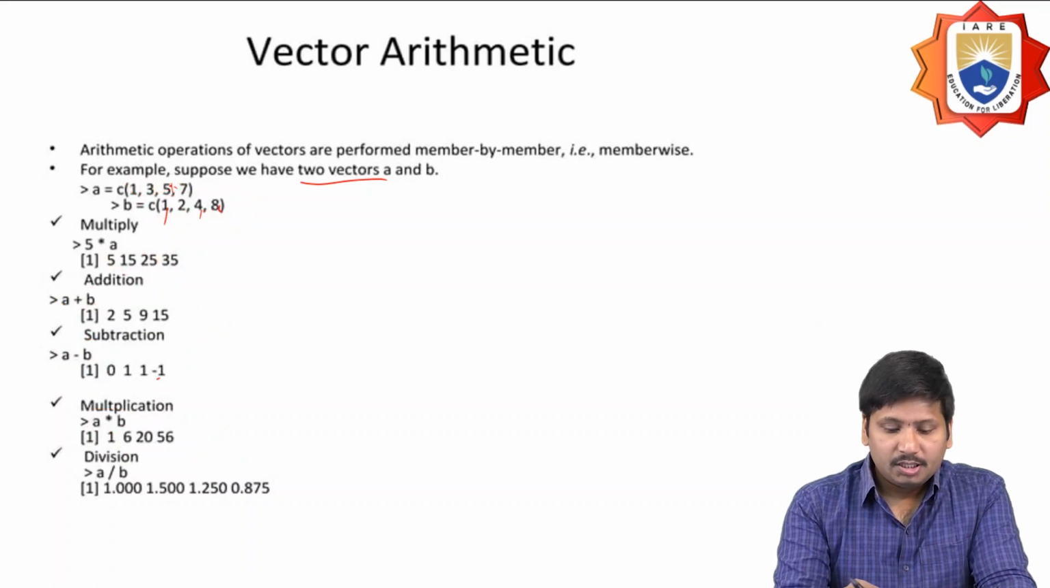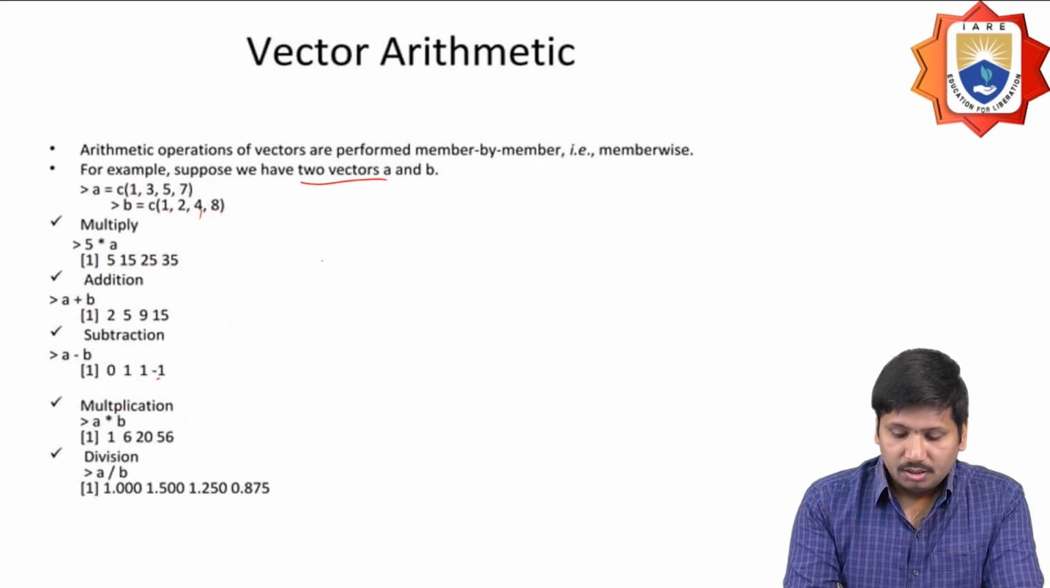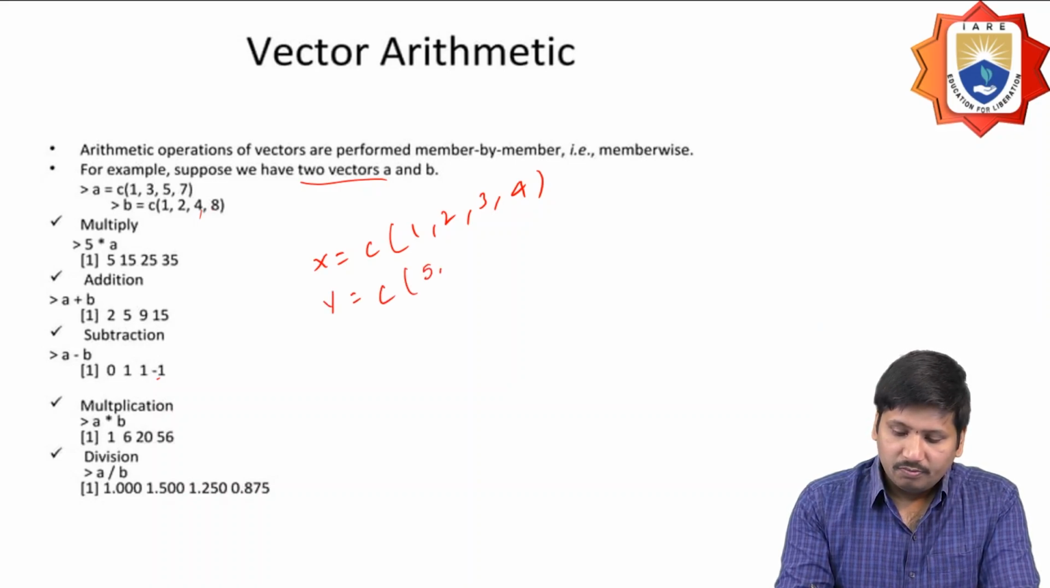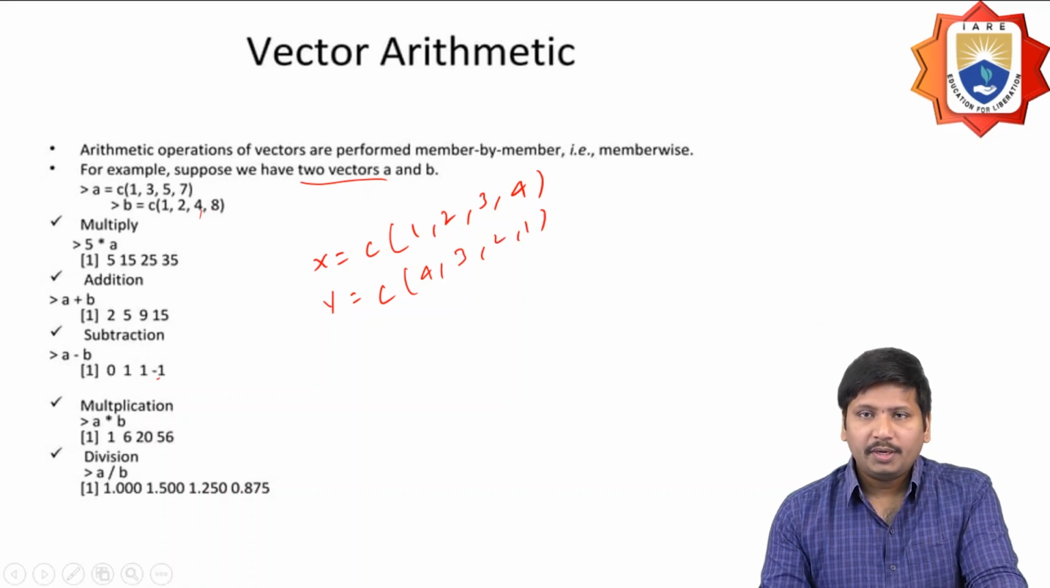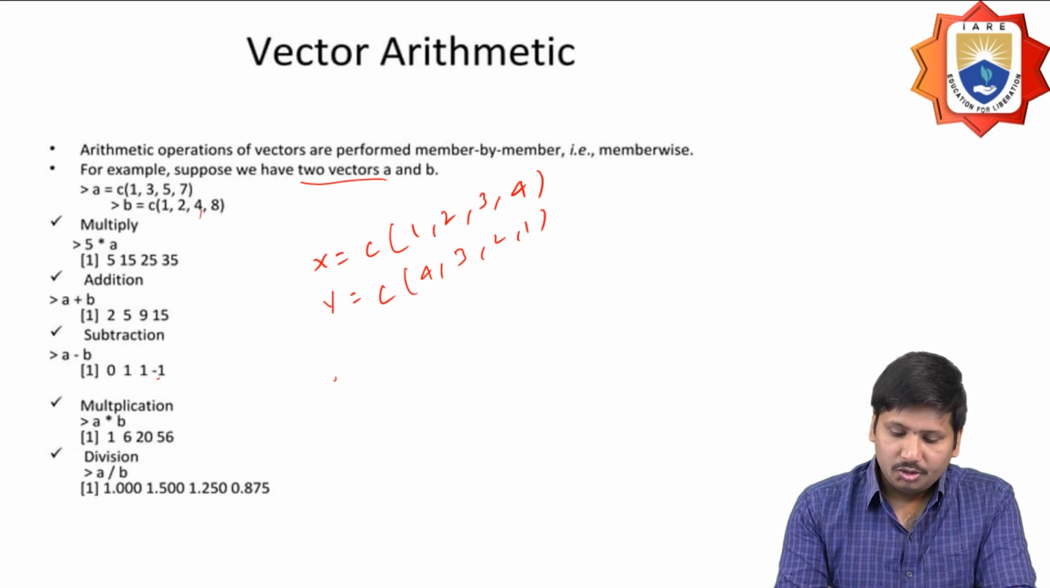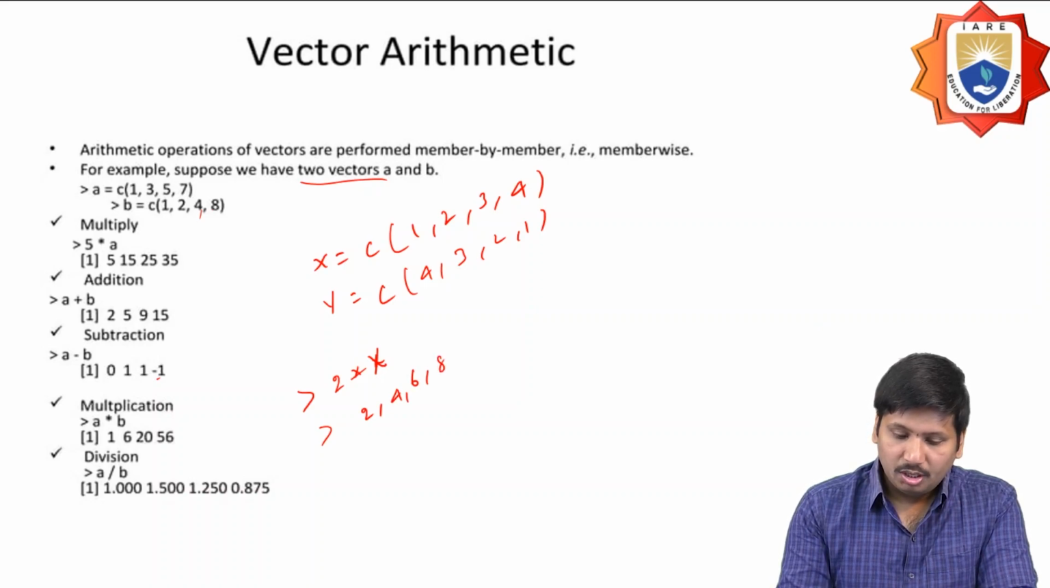Okay, suppose let us take another example. x is equal to c(1, 2, 3, 4) and y is equal to c(4, 3, 2, 1). So these are the two vectors I'm considering. In this one I want to multiply 2 * x. So what should be the result here? For this, 2 4 6 8 should be the output.